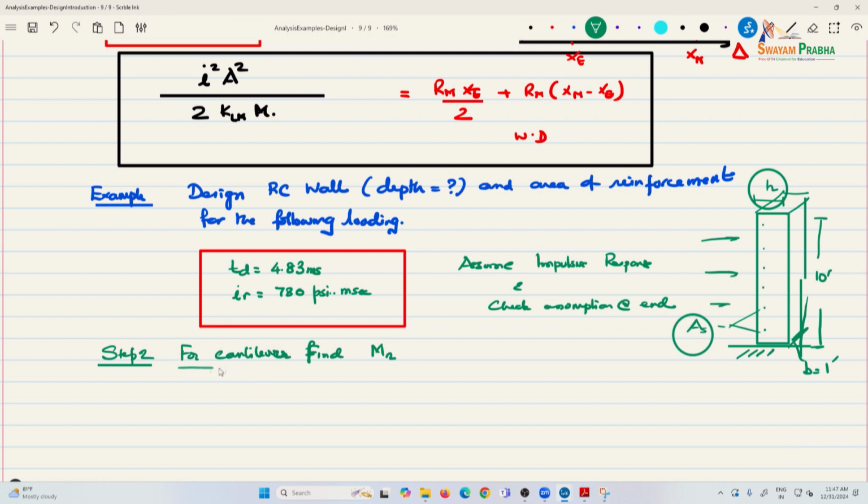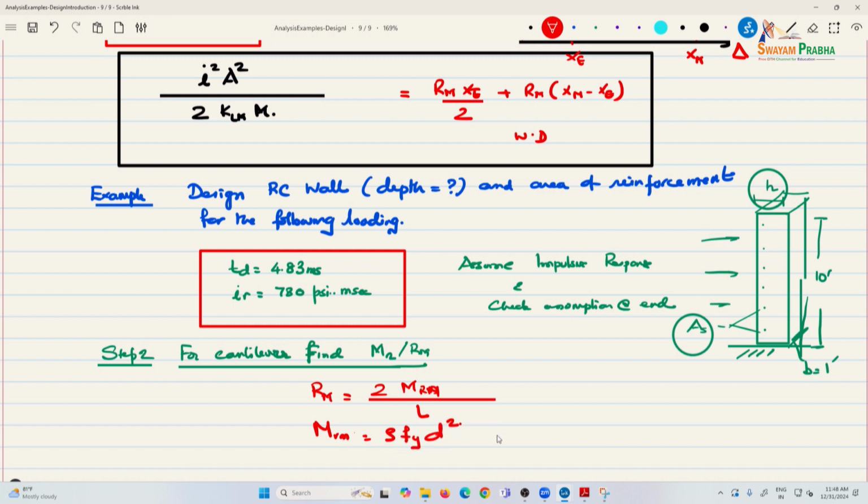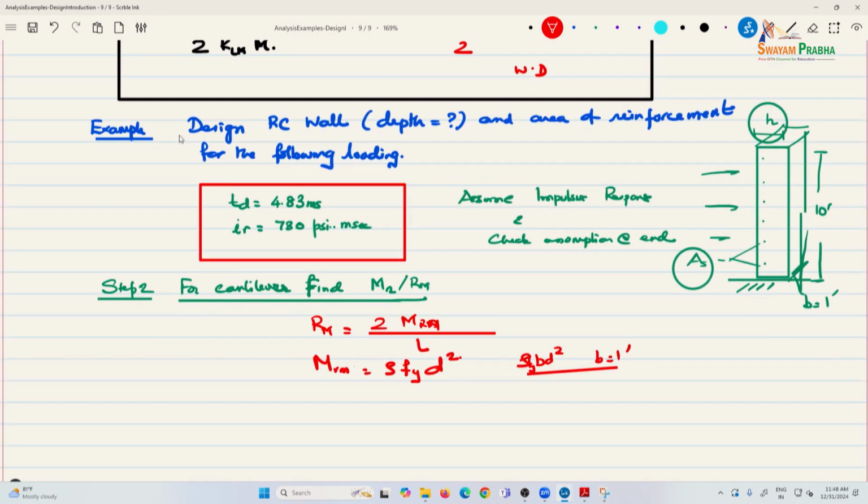So, for a cantilever, to find Mn and Rm, we just go through the reverse process. So, Rm is equal to M Rm divided by L. Now, you can write M Rm is equal to rho Fy d square. So, rho B d square, basically, this is in terms of rho Fy times B d square concept, where B is equal to 1 foot. If it is something else, you can express it. The effective depth is D.